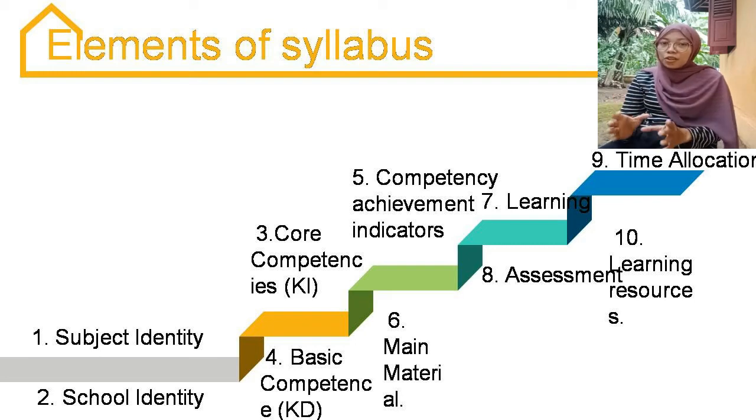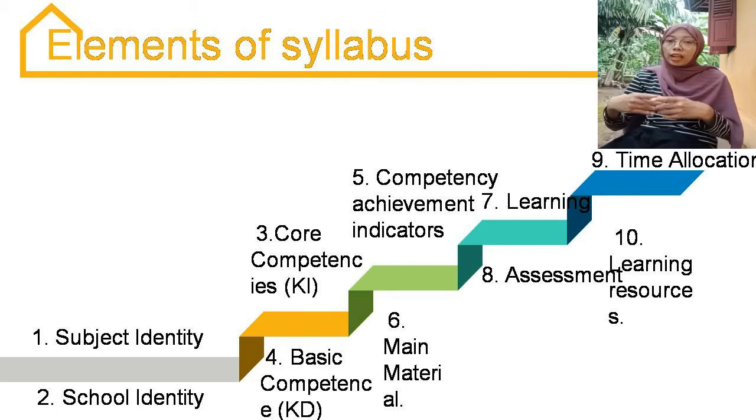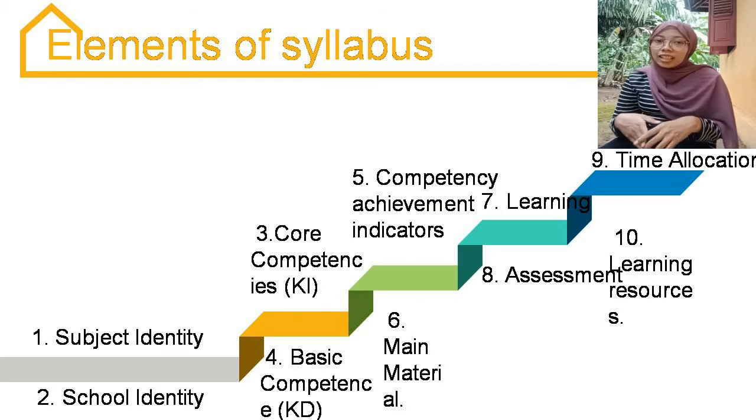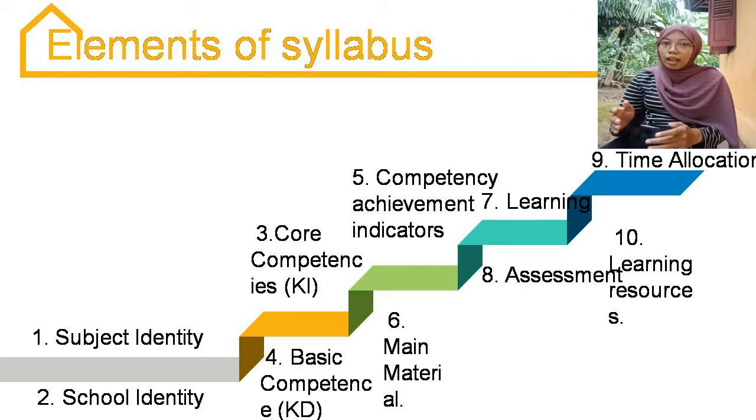Six is main material, contains relevant fact, concept, principle, and procedures, and written in book form in accordance with the formulation of achievement indicators competence. Seven is learning. Learning is activity carried out by educators or students to achieve the expected competence. And the next is assessment. Assessment is the process of gathering and processing information to determine the achievement of student learning outcome.